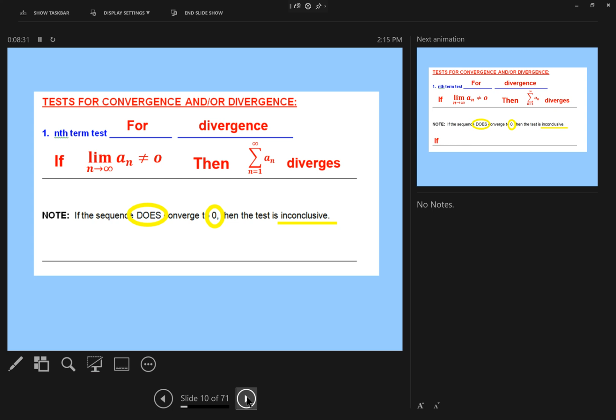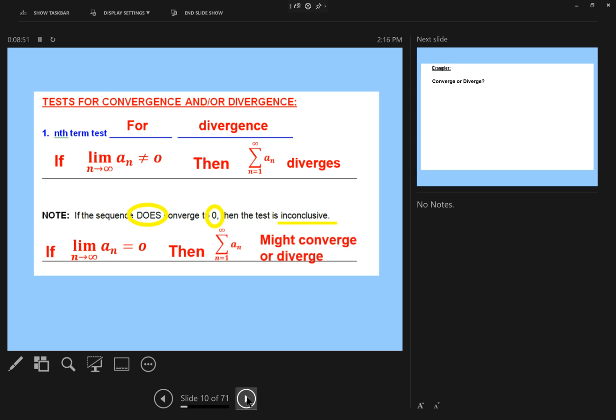Okay, and that's why we started talking about how fast certain things increase. That's kind of the thinking where we're heading. Okay, so just because it equals 0 doesn't mean it's a converge. It means it's inconclusive. So if the limit equals 0, then the series might converge or diverge. We don't know. We can't tell. It might still diverge. We just have to try another test to prove it.